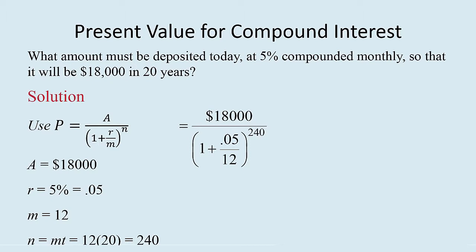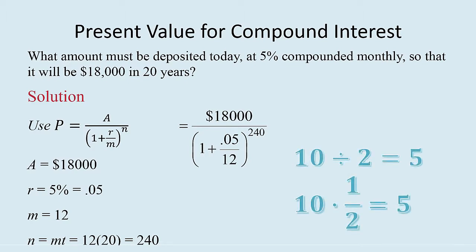We'll do this 2 different ways, but in both cases we'll make use of a fact of mathematics that you might have forgotten, which is that dividing by a number is the same as multiplying by its reciprocal. For example, dividing 10 by 2 is the same as multiplying 10 by 1 over 2. Either way, you get 5. We'll use this fact so we can take advantage of the reciprocal key on our calculators.